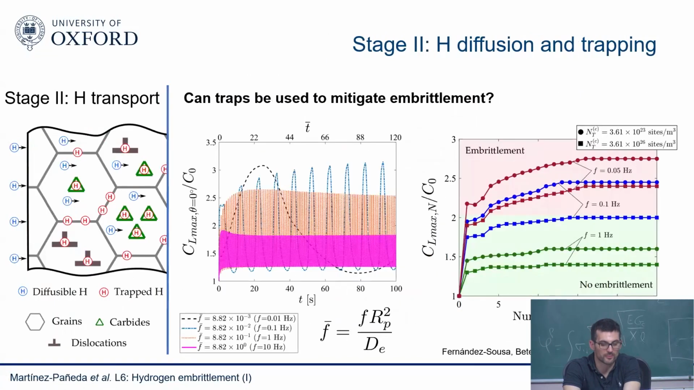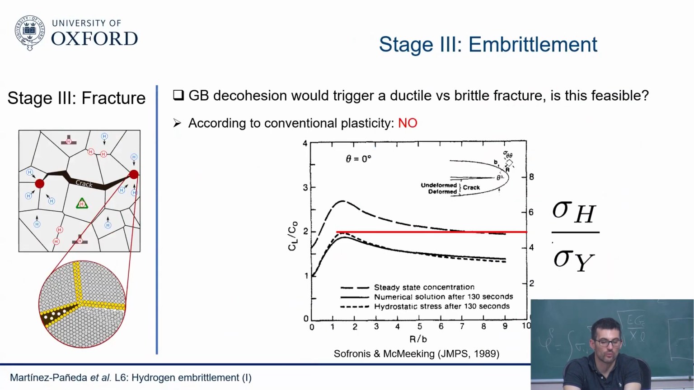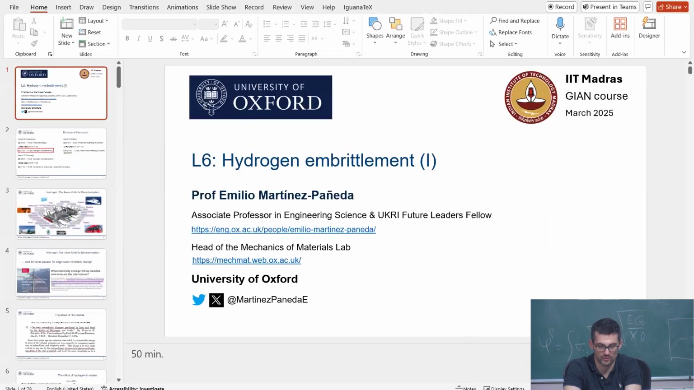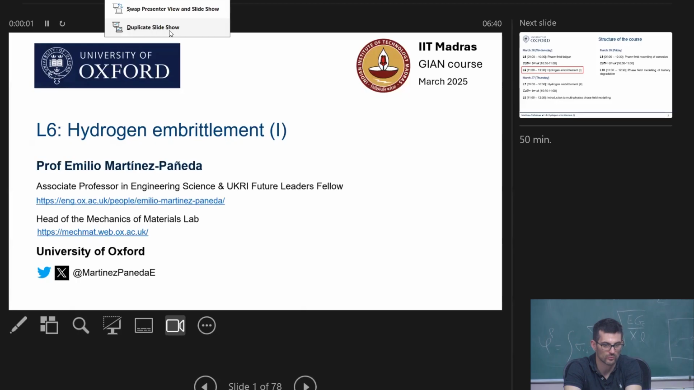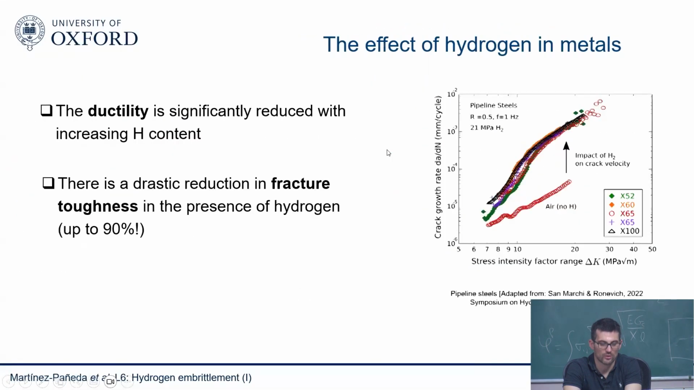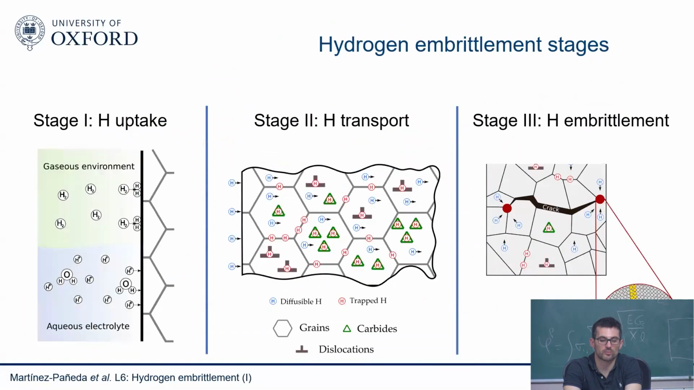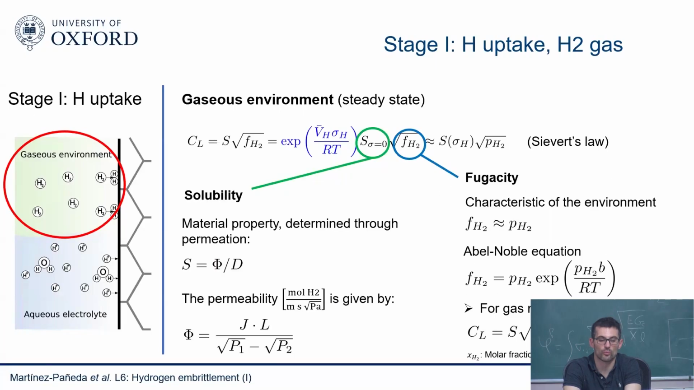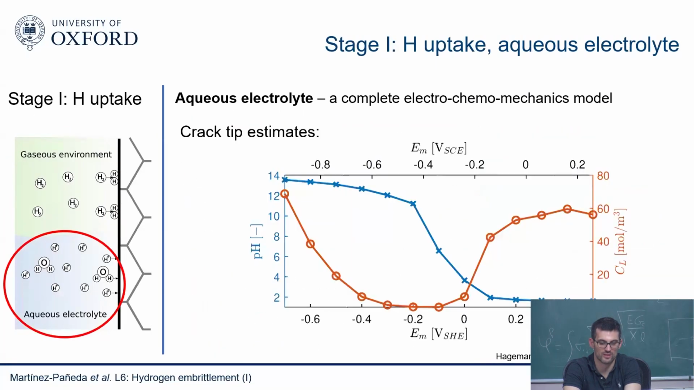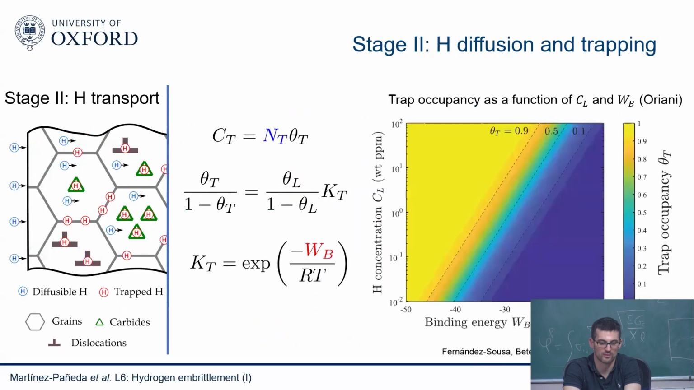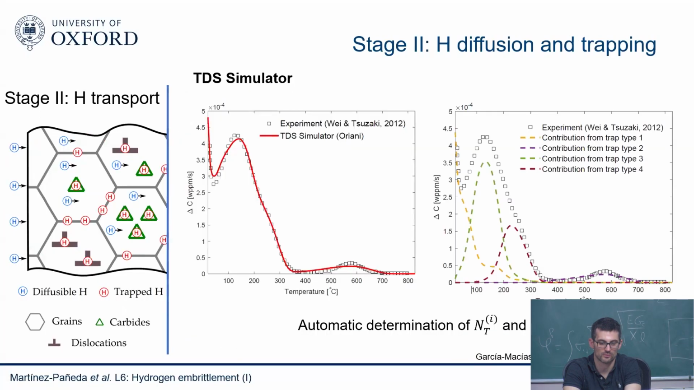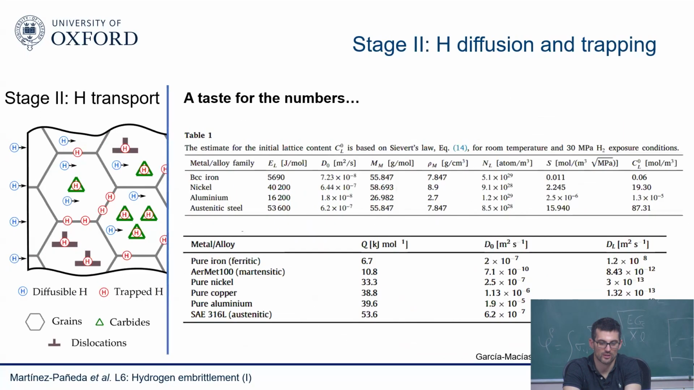But susceptibility typically correlates with diffusivity. Let me take you back to the slide where they have the models. Yeah, so diffusivity normally correlates with susceptibility. So materials where hydrogen diffuses faster are more susceptible.